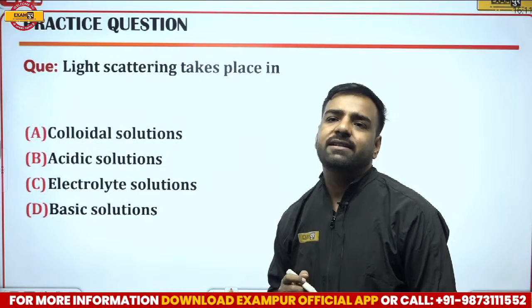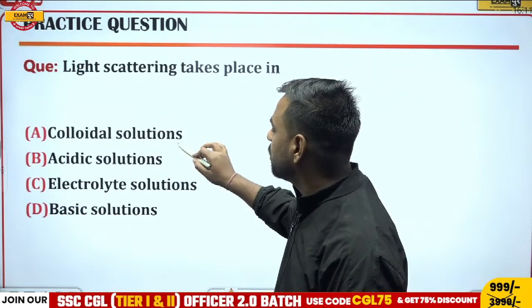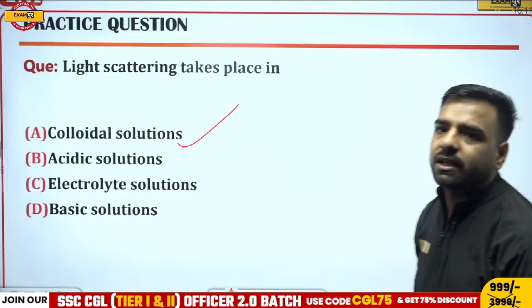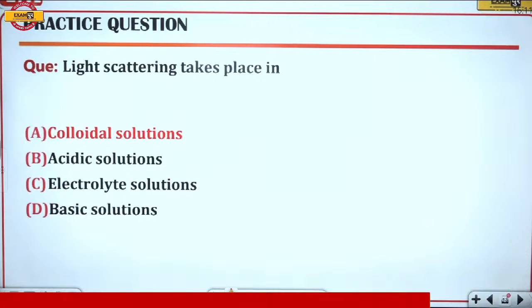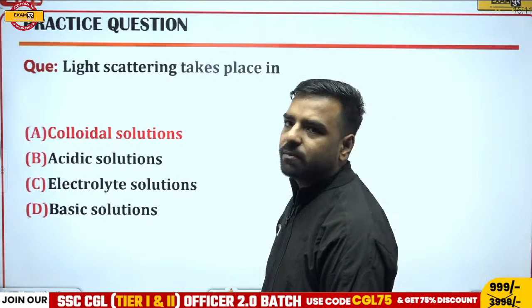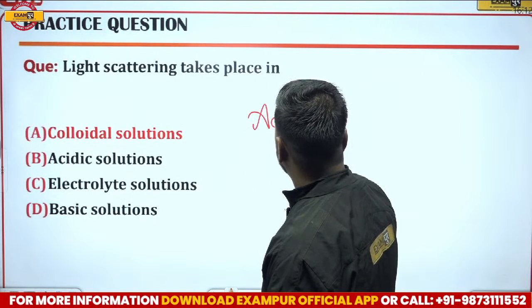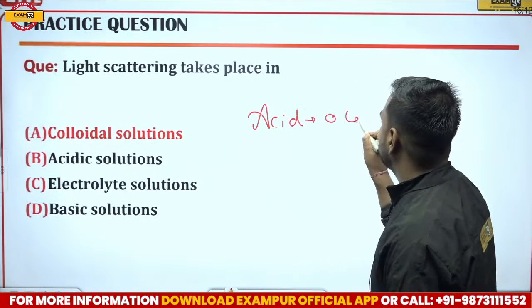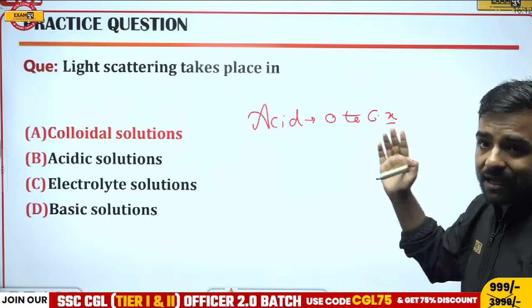So yes, Manish, you are absolutely correct here. So light scattering actually takes place in the colloidal solutions. Absolutely correct. So here A is the correct answer. Next, if I talk about this acidic and basic solutions, how we are going to check whether it is acidic or basic? We are aware that whenever anything is acidic, we have its pH range from 0 to 6.9999.